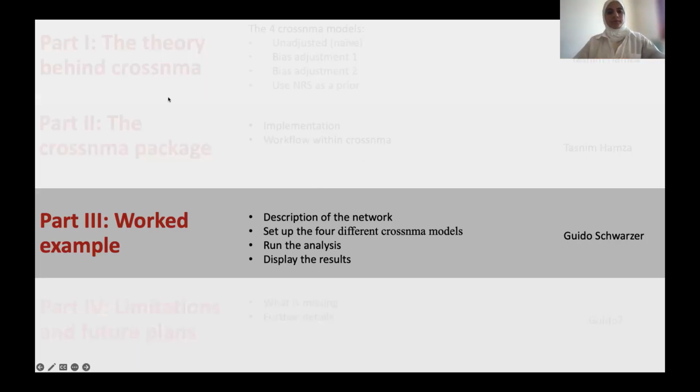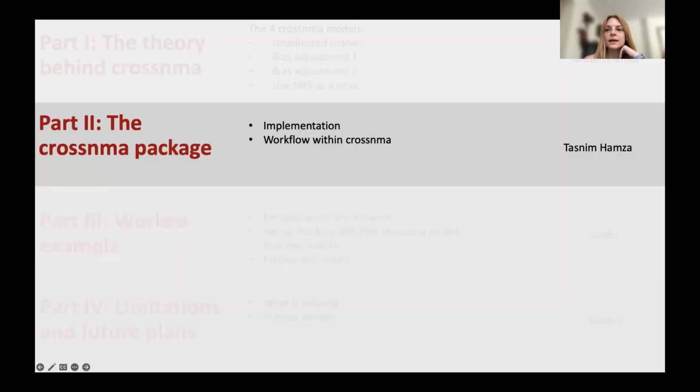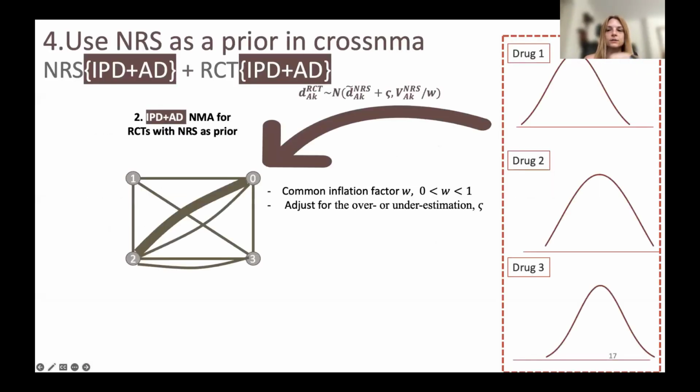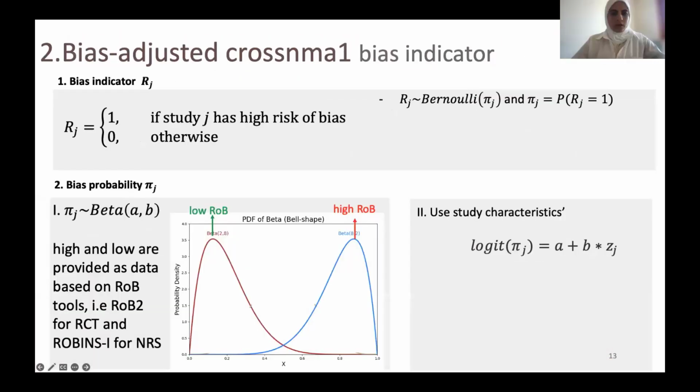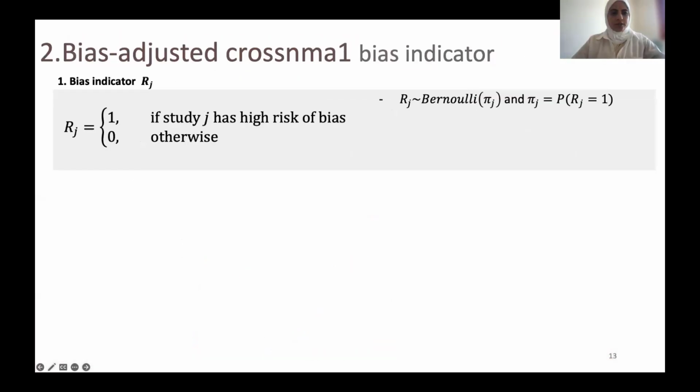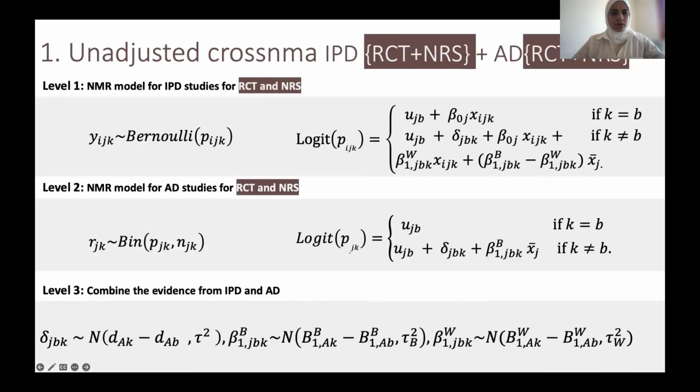Okay. So Katerina asks, can you please explain again what is the beta W in the level 1 of the unadjusted Crossnma model? Why is it involved in 2 parts of the model? So in the unadjusted model, here, this model. She asked, what is the beta W?